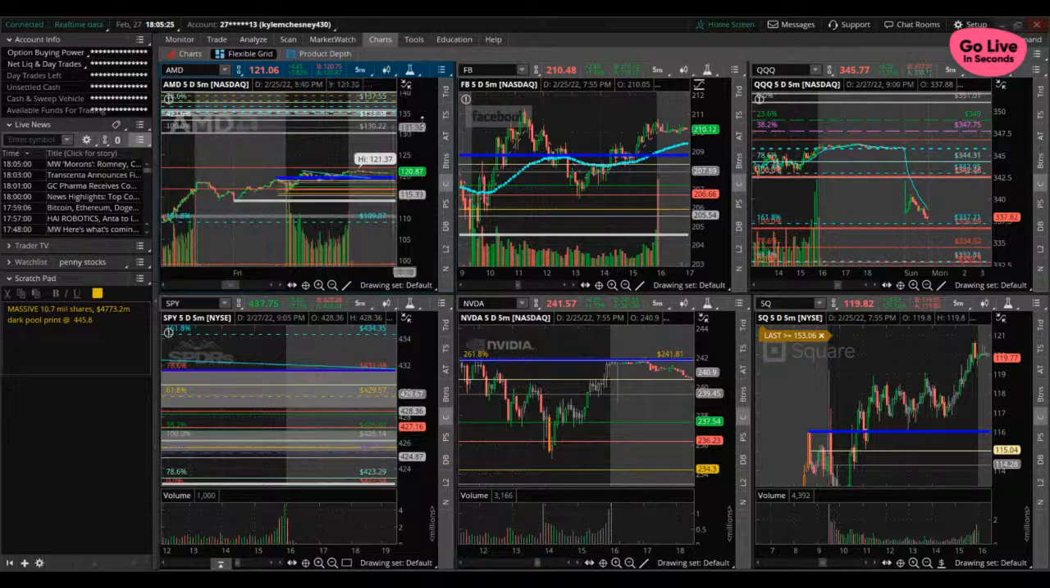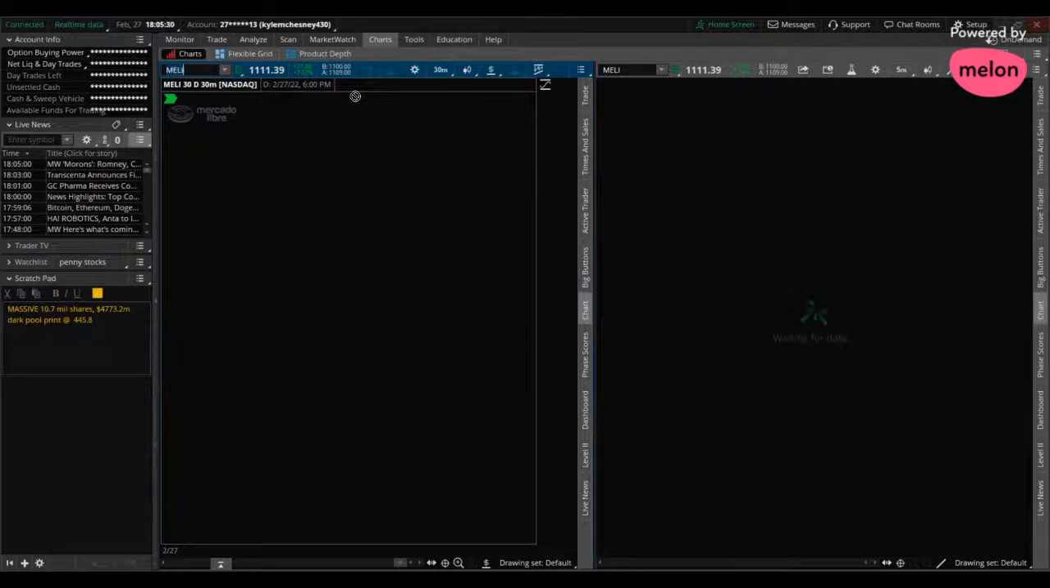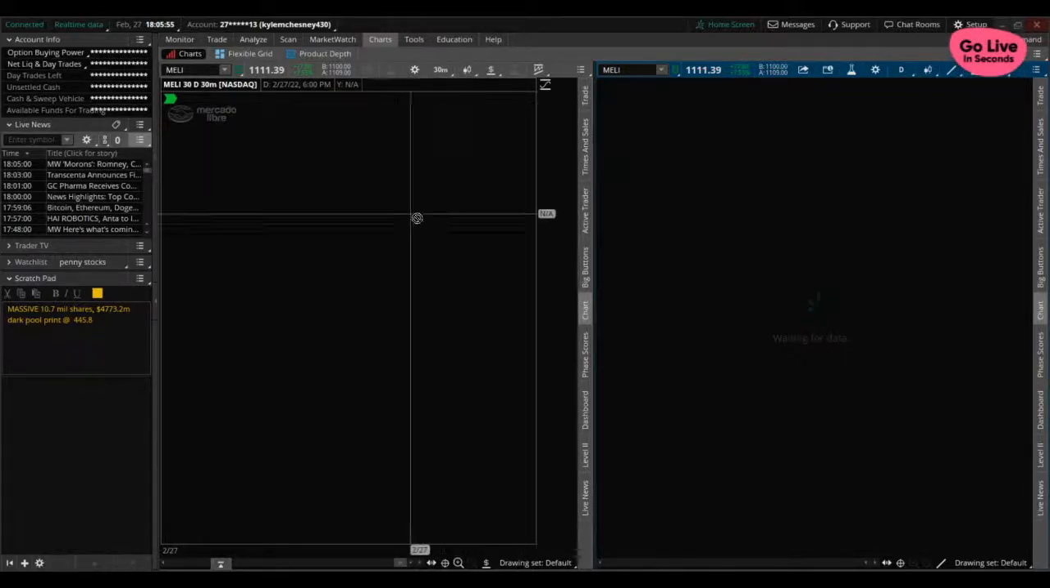Is it fair to play Melly bearish? Melly, Mercado Libre? What is this? Oh my God, why is it taking so long? Let me see here. Does it not want to load up? What is going on with my Thinkorswim right now? That's kind of annoying.